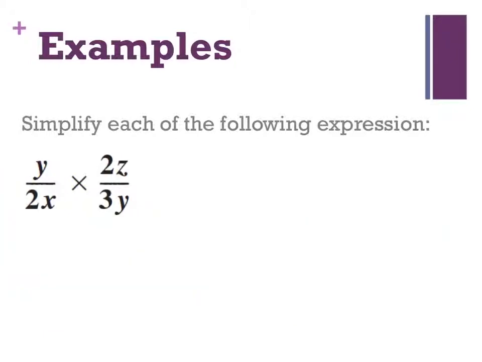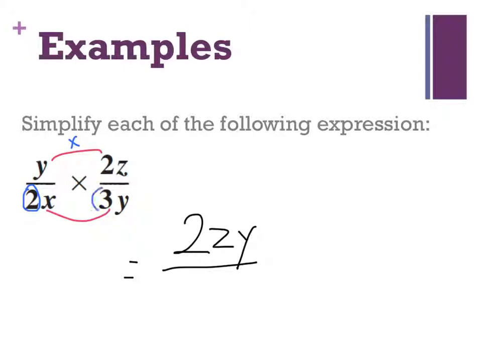Let's look at another example. It says y on 2x multiplied by 2z on 3y. Again, we do it one step at a time. This time I'm not going to rewrite it out because we've got the idea. y multiplied by 2z becomes 2zy. 2x multiplied by 3y: now I've got some pronumerals and some numbers, so I'll deal with my numbers first. 2 multiplied by 3 becomes 6, and then I've got an x, and then I've got a y.